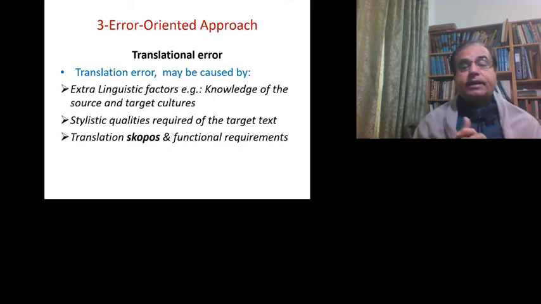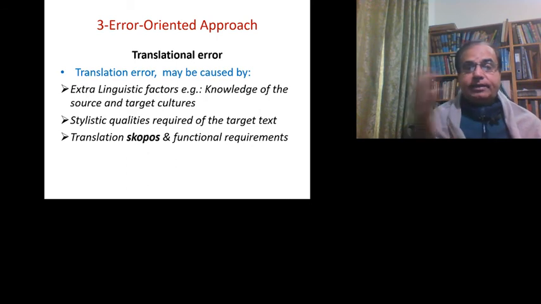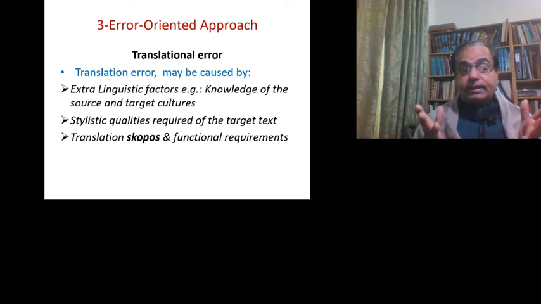Translation error may be caused by extra-linguistic factors: knowledge of the source and target cultures, related to both the reception and production phases. Maybe the translator's knowledge about the source culture is not sufficient, or about the target culture, so that's why he is making this translational error. Also, the stylistic qualities required for the target text: maybe the translator is not aware of them. And also translation scopos and functional requirements.